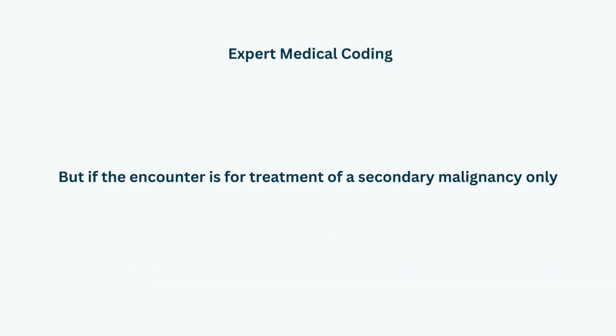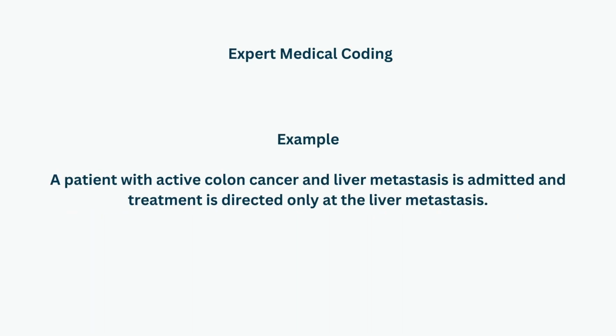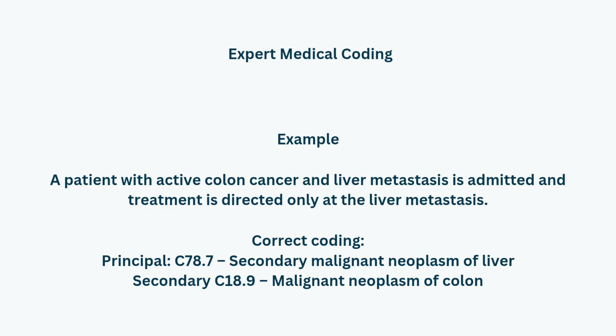But if the encounter is for treatment of a secondary malignancy only, then the secondary site is sequenced as the principal diagnosis. The primary malignancy is coded as an additional diagnosis. Let us see an example here. A patient with active colon cancer and liver metastasis is admitted, and treatment is directed only at the liver metastasis. So the correct coding will be to assign the principal diagnosis as C78.7 secondary malignant neoplasm of liver and secondary diagnosis as C18.9 malignant neoplasm of colon.